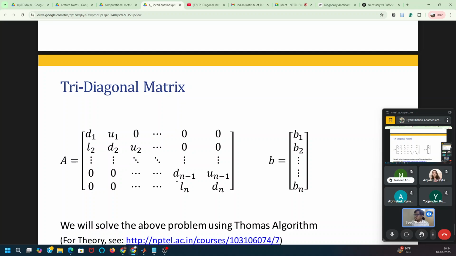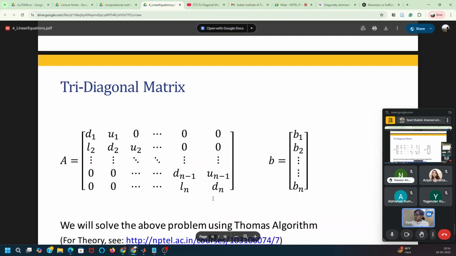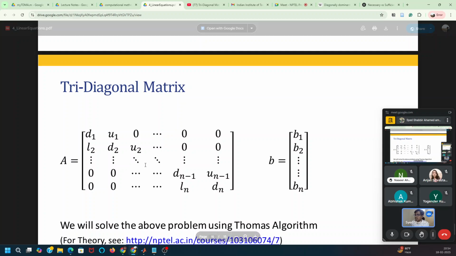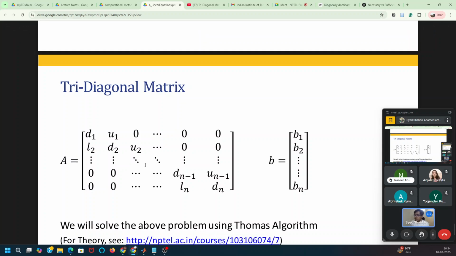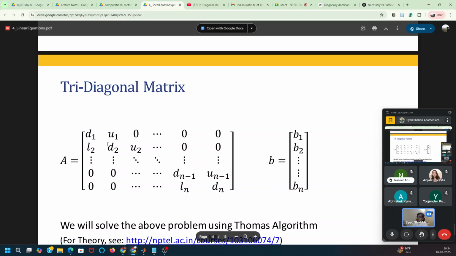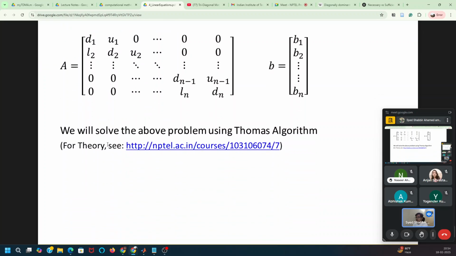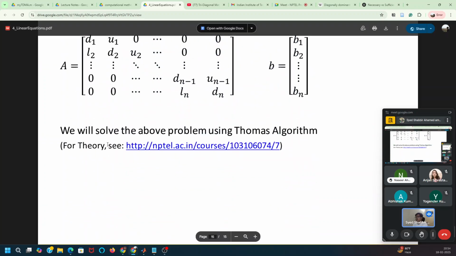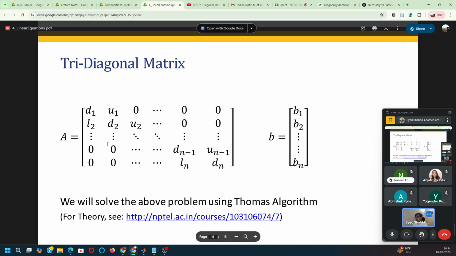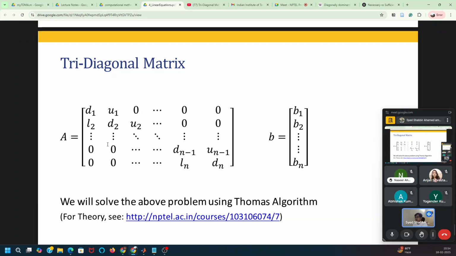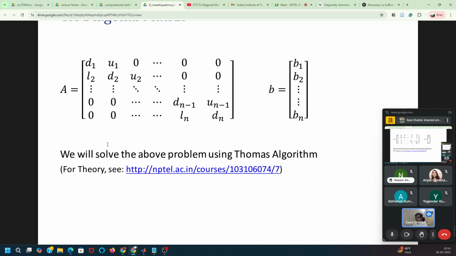Matrices with this kind of structure are called sparse matrices. If you have a matrix with a lot of zeros, you can call it a sparse matrix. You can also say this is a banded matrix, because near the principal diagonal the elements are populated, and away from it there are a lot of zeros. For these kinds of systems of equations, we can use the tridiagonal matrix algorithm, which is the Thomas algorithm, which was discussed.